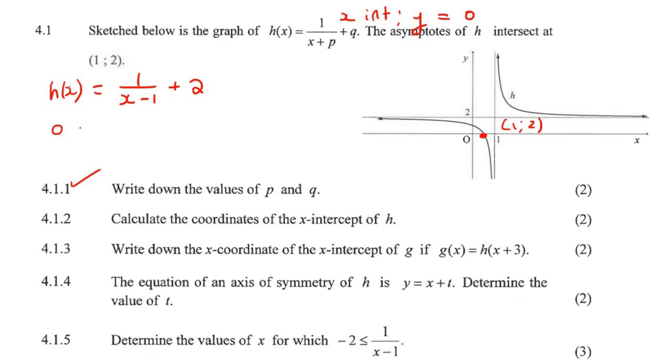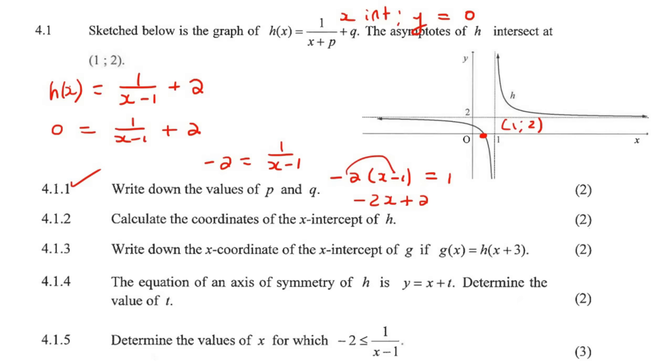I'm going to take this negative 2 over to the other side, then multiply this over to the other side. So it ends up becoming negative 2 bracket x minus 1 equals 1. I'm going to multiply the negative 2 into the bracket, which turns that part into a positive. I'm then going to take the 2 over to the other side until we end up with negative 2x equals negative 1. Divide both sides by negative 2 and you end up with a half.